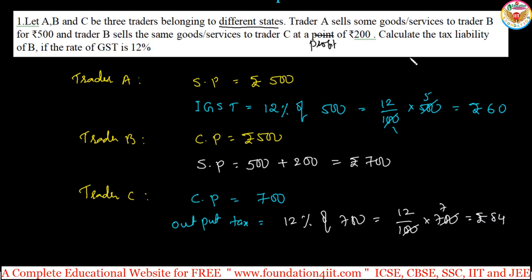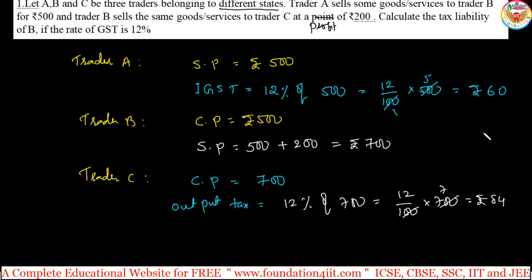Now calculate the tax liability of B if the rate of GST is 12%. Tax liability, so they asked about B. Tax liability on trader B means output tax minus input tax credit. So the final output is 84, and for B, because of buying, input tax is 60. Now therefore the tax liability.